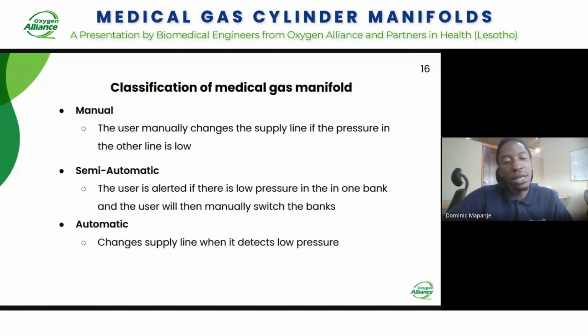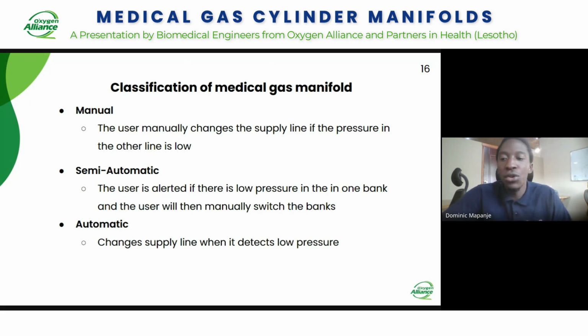So these manifolds can be classified into 3 classes depending on how they are operated. We have said that the manifolds usually have 2 banks, the primary bank and the secondary bank. So how do they operate? One bank will be supplying, and when that bank is empty, it will pass over to the other bank. How this changeover happens is what will determine the classes.